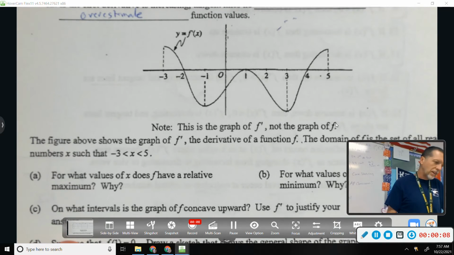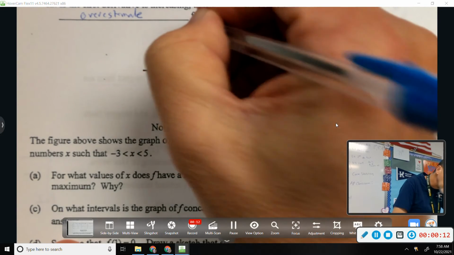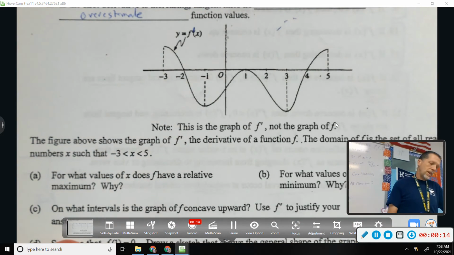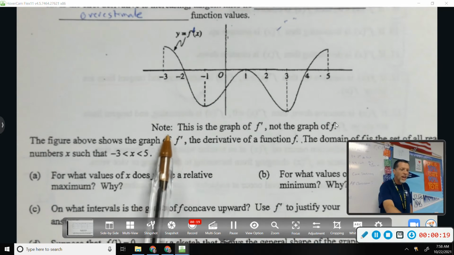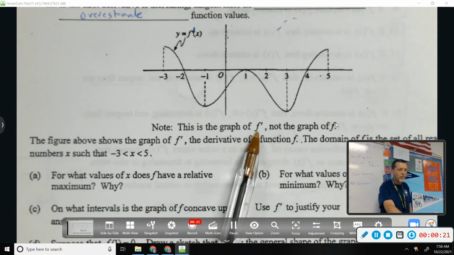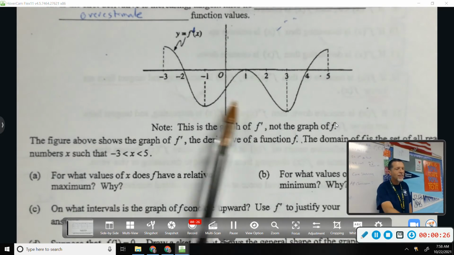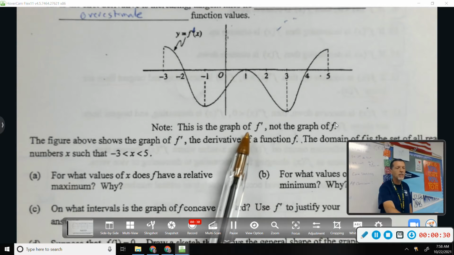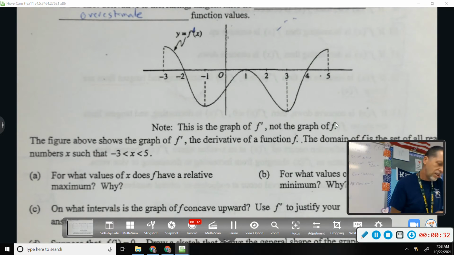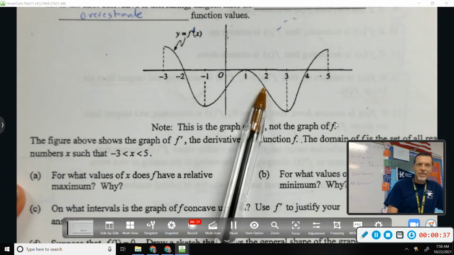The bottom of the Things I Know worksheet here. This is f prime. That didn't show up real well. That is the graph of f prime. Almost always, I and AP will say something like, this is the graph of f prime, not the graph of f. We're not trying to trick you, but we need you to know that this is not the graph of f. This is the graph of the derivative. This tells me the slope of f. So we have to be real careful looking at this graph because it's not the graph of f.